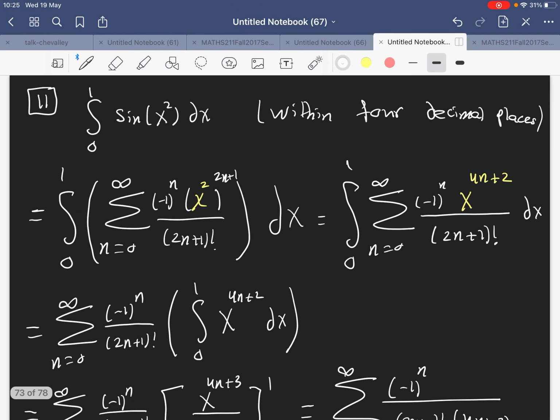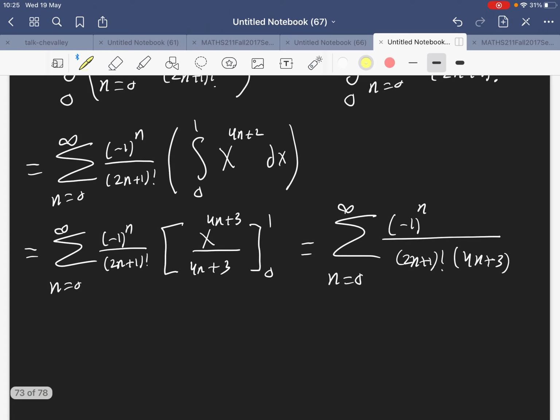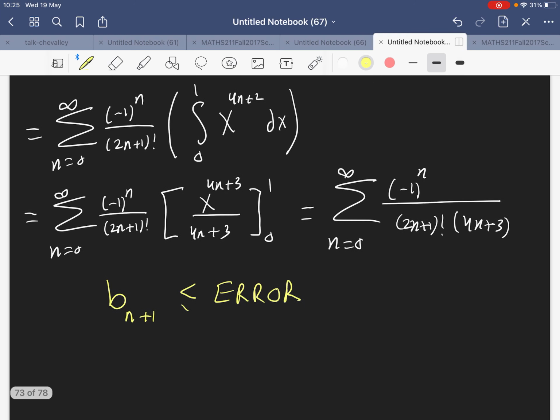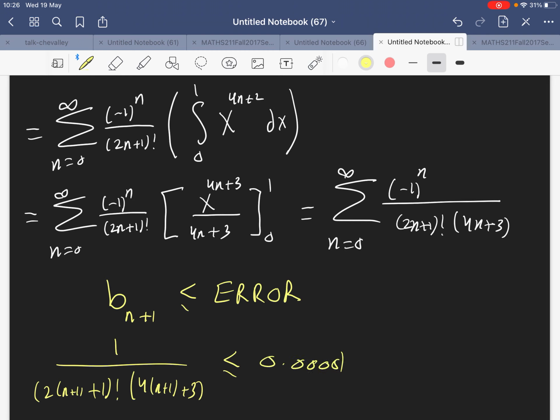Now if we want to find the answer within 4 decimal places, this means the error is 0.1234, so those are the 4 decimal places, and then maybe something like 1. So what we need to do, if you remember what we did in finding the error in the alternating series, we write the absolute value, the one without (-1), less than or equal to the error, and then we try to check which one will give me the error. So this will be 1 over (2(n plus 1) plus 1) factorial times (4(n plus 1) plus 3), less than 0.00001.